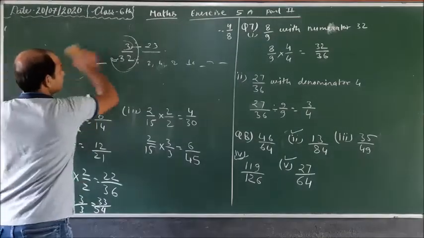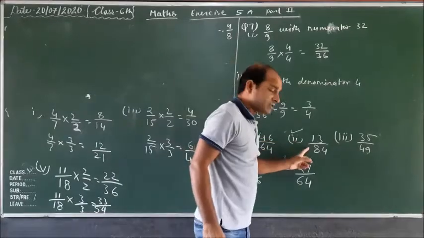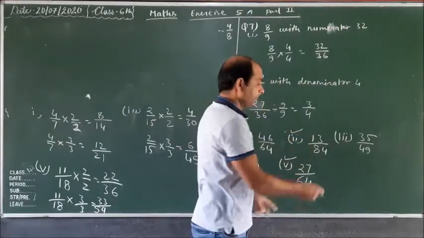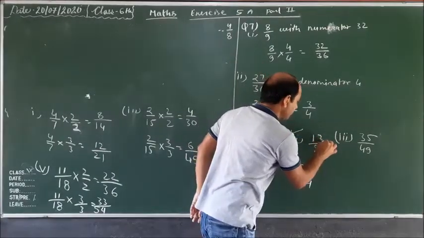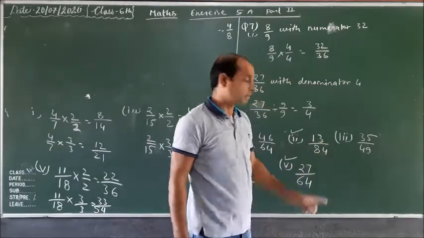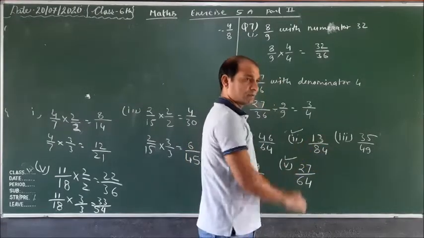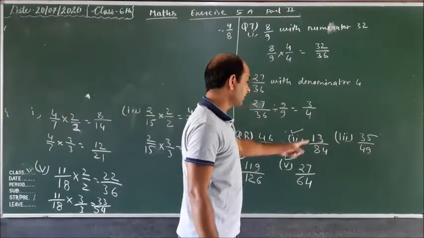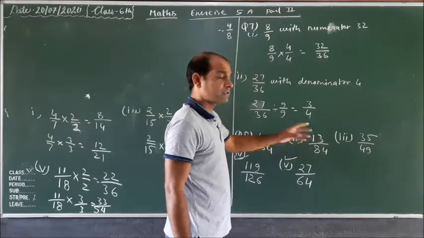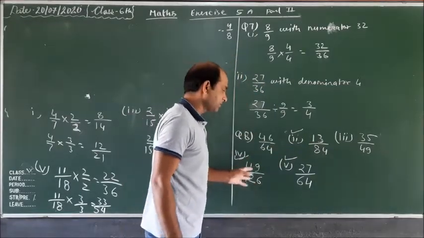So, dear children, here the number is not divisible by the same number because 13 is a prime number and 84 is not a prime number. This is a composite number. This is divisible by 2, but that is not divisible by 2. So this is a prime number, and this is in the simplest form. This is a prime number, so this is in the simplest form.